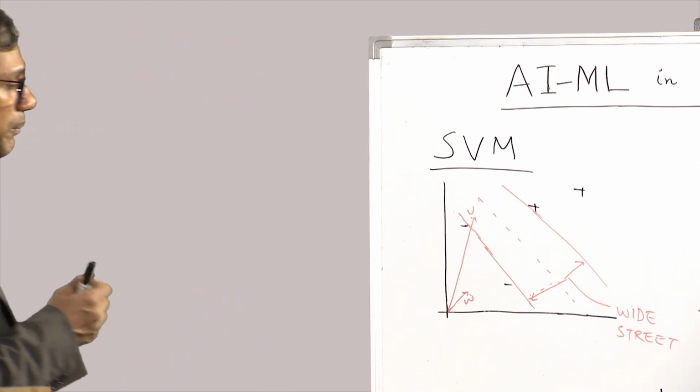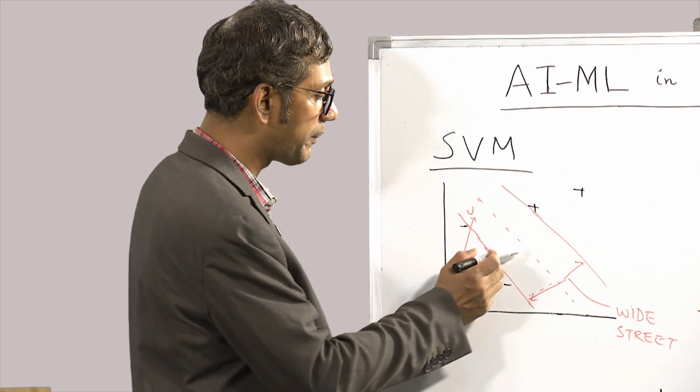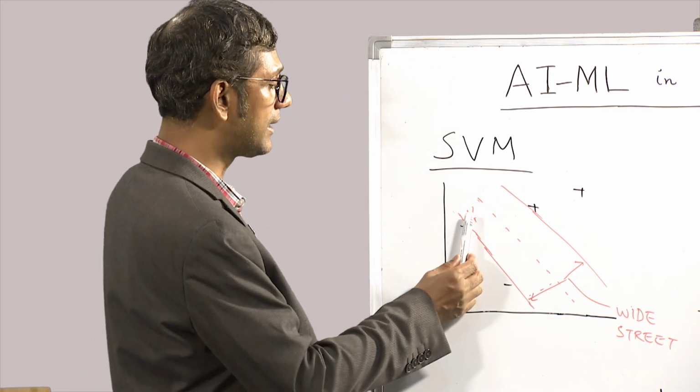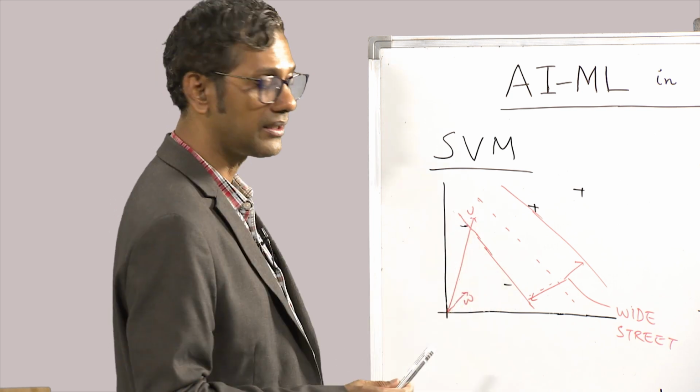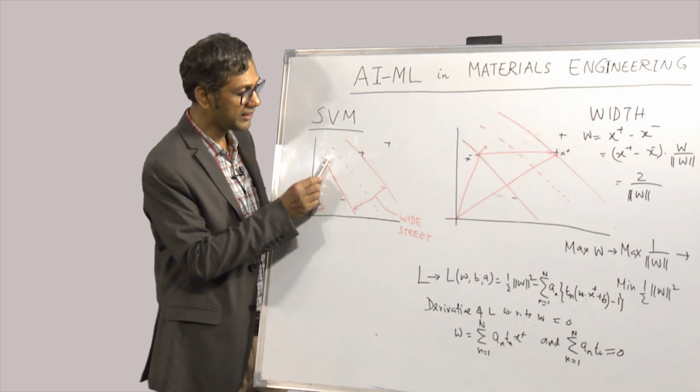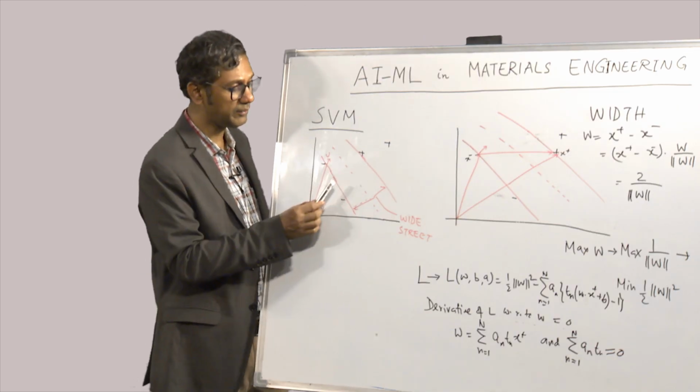So what do you do? Very simple. We draw a vector perpendicular to this center line. This is W, right? And then let's say there is an unknown. I draw this vector like this. Correct? Very simple. Now, if I want to determine whether this unknown is lying negative or positive, what do I do?